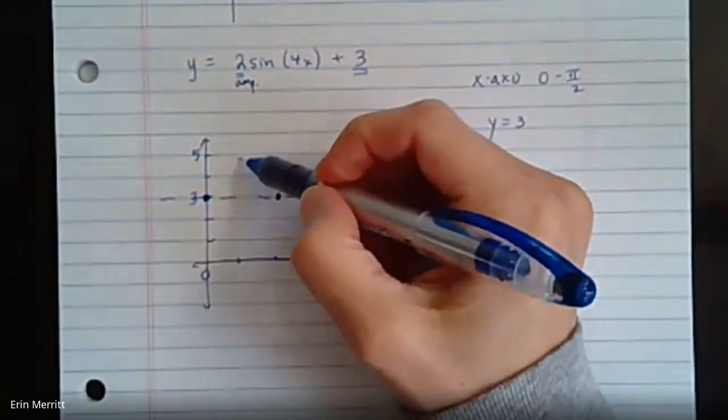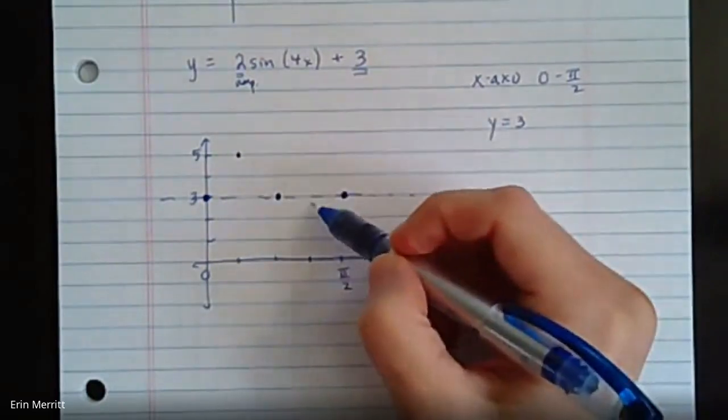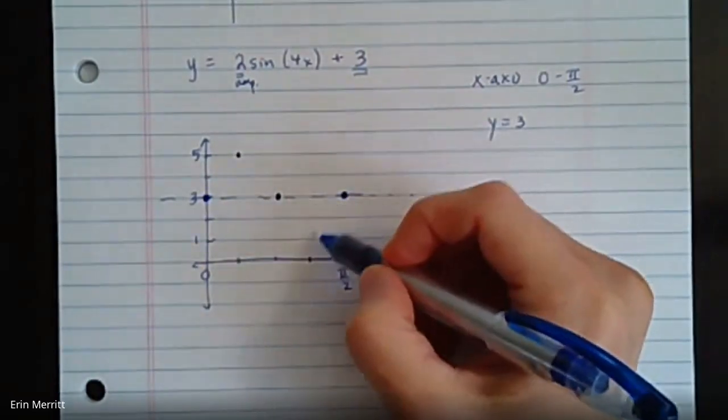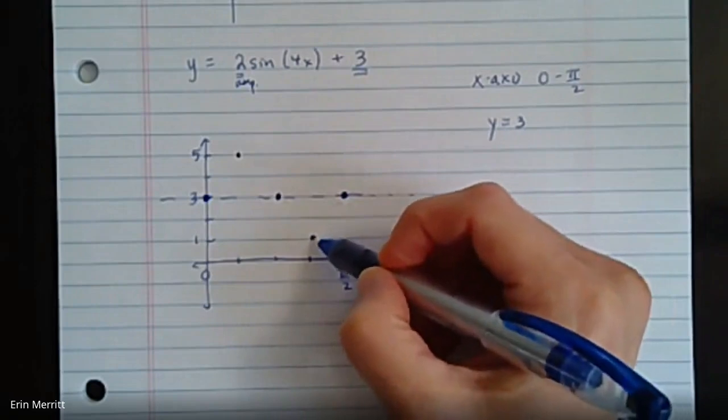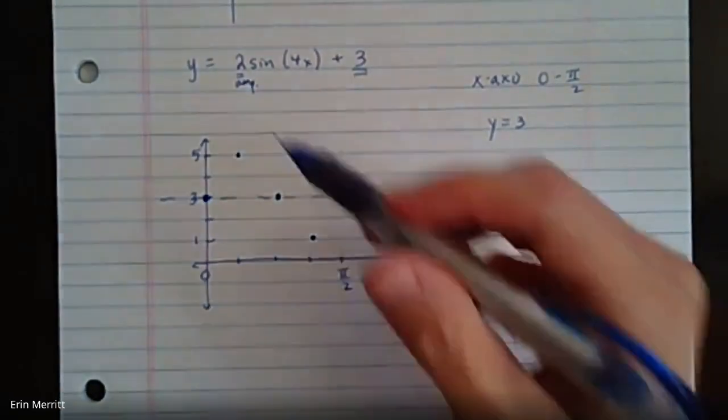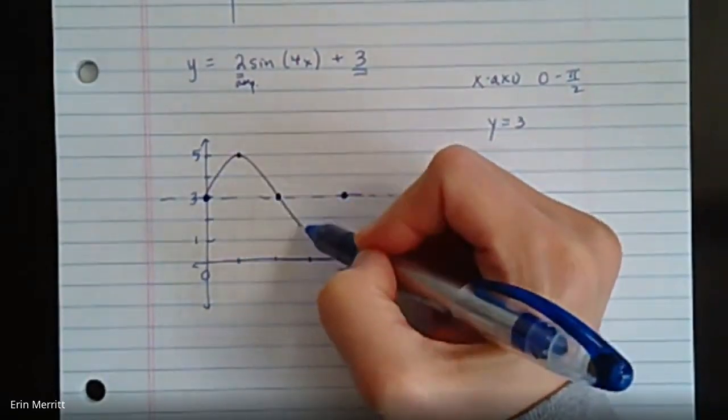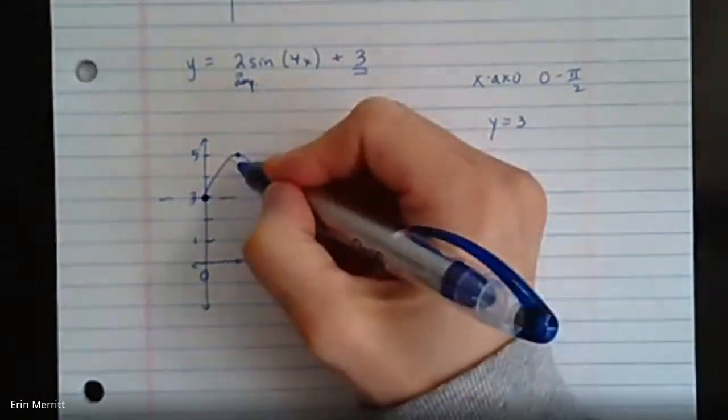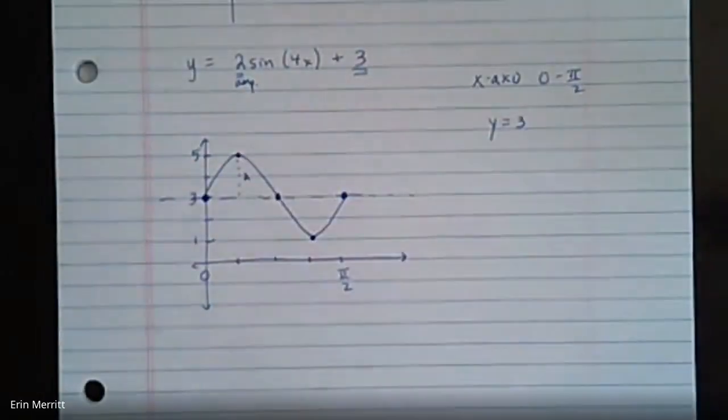So at the halfway point, I'm going to come up to 5. 2 below the midline would bring me down to 1. So halfway between these 2 points, that's going to bring me down to 1. And then I can connect the dots. So that is my amplitude right there of 2. I hope this clarifies a couple of things.